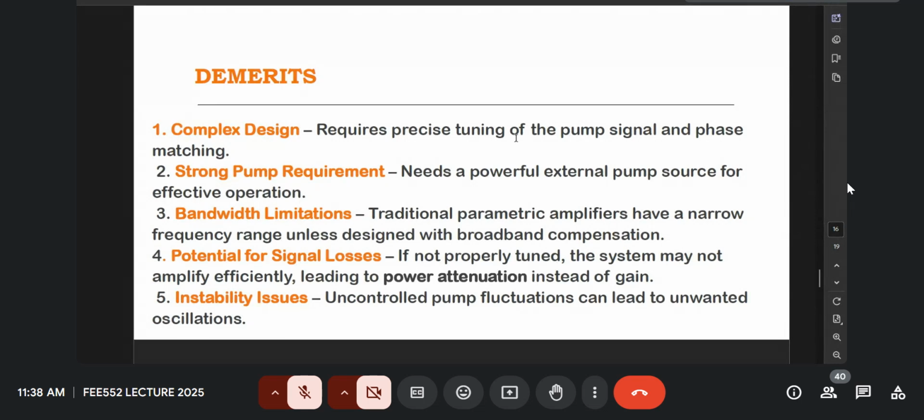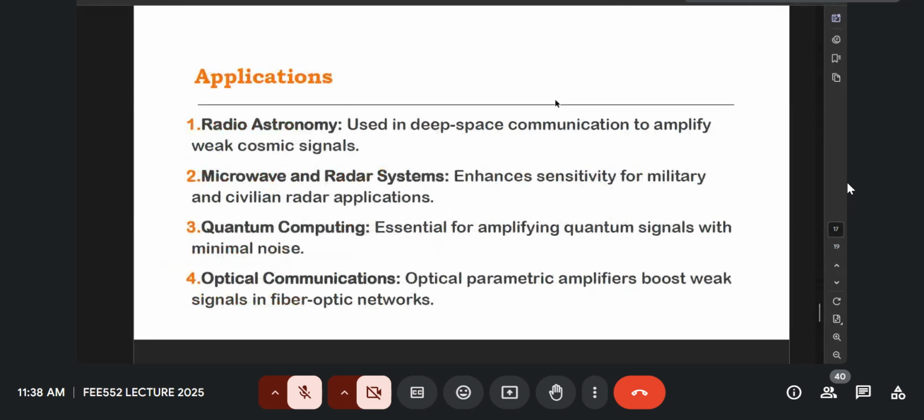Then we have the bandwidth limitations. Traditional parametric amplifiers have a narrow frequency range unless designed with broadband compensation. Then we have potential for signal loss. If not properly tuned, the signal may not amplify efficiently, leading to power attenuation instead of gain. Then we have instability issues. Uncontrolled pump fluctuation can lead to unwanted oscillations. So those are some of the disadvantages.